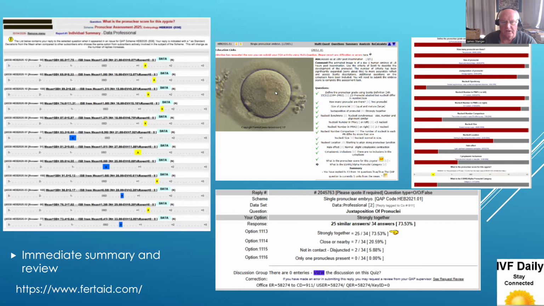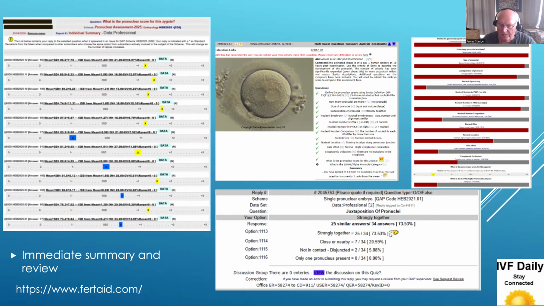And so if you go back to the pronuclear scheme, you can see here that you can click on a question button and see how you behaved relative to everybody else. But for each question, you can go back and see how other people have scored it. So for this one here, juxtaposition of pronuclei, I don't think these images have scaled down particularly well.